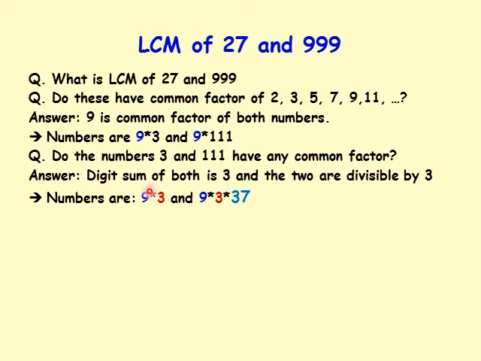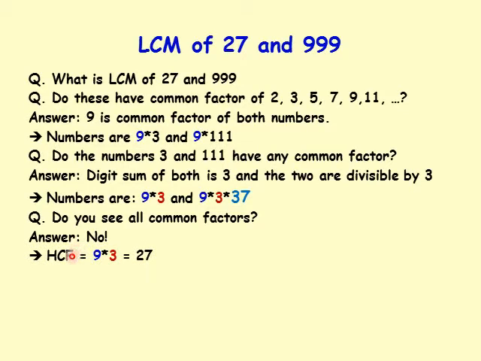Okay. So 9 is a common factor to both, 3 is a common factor to both, and 37 is a factor only of the second number. Let's continue here. Do you see any more common factors? Nope, there are no common factors. So HCF is the product of the common factors to both the numbers. 9 times 3, and it's 27.